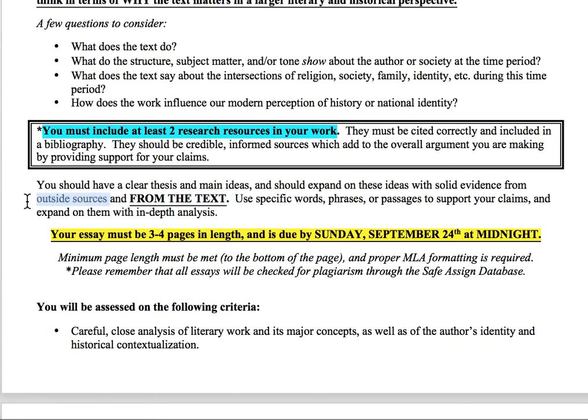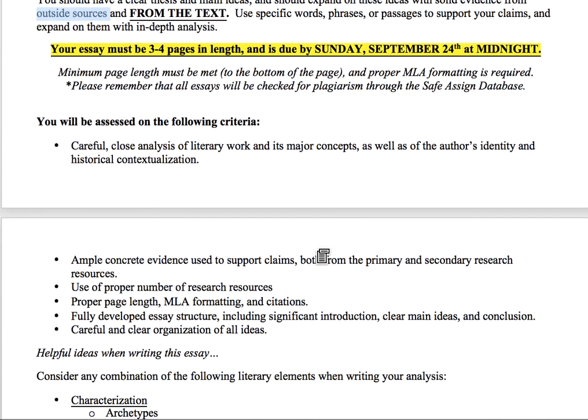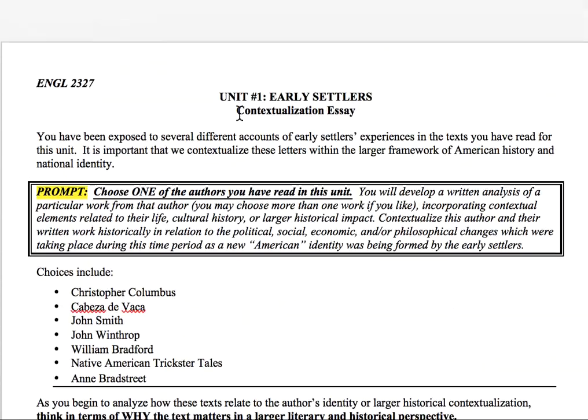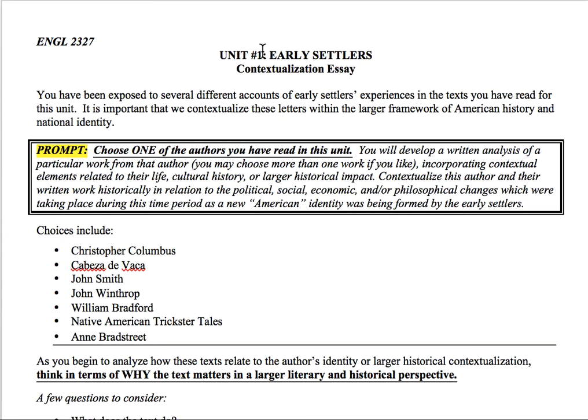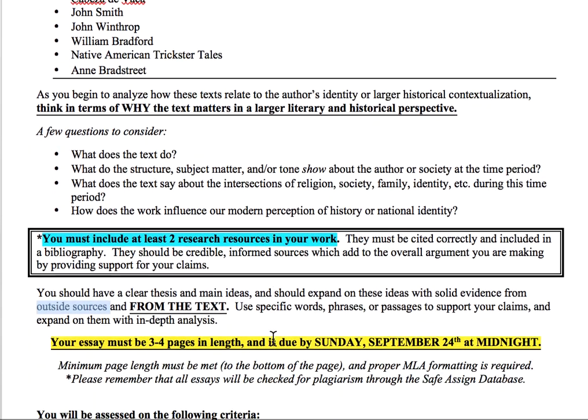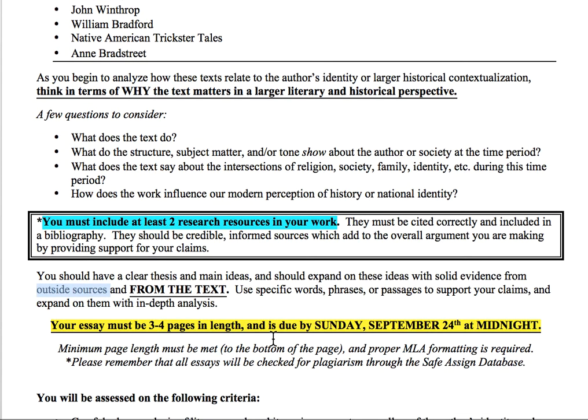And then the same thing with your outside sources. Use those sources in the same way. Pull quotes from your sources to help support your ideas. So minimum page length, again, 3 pages down to the bottom. Proper MLA, which means a heading in the top left corner, a title, page numbers in the top right corner, 12-point, double-spaced, Times New Roman, Cambria or Arial.